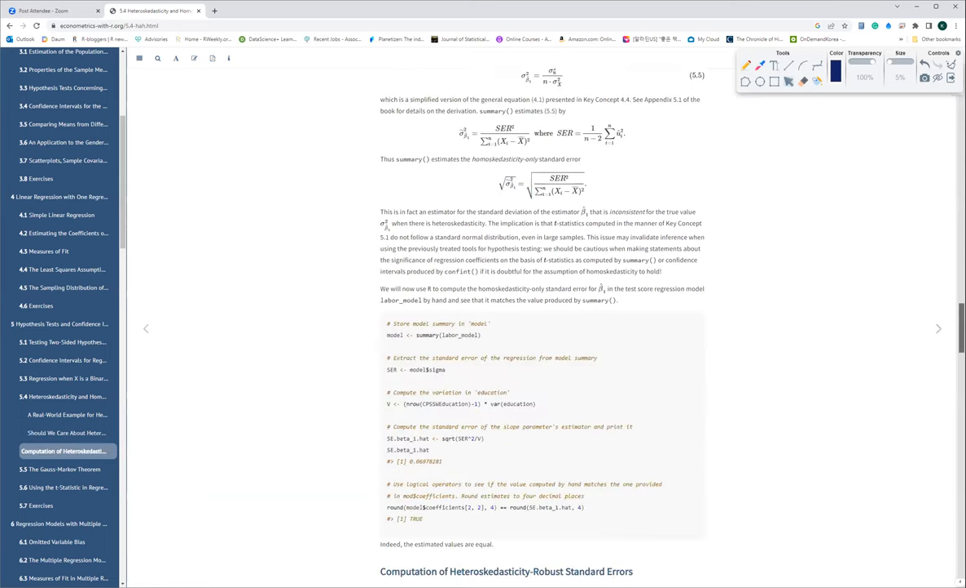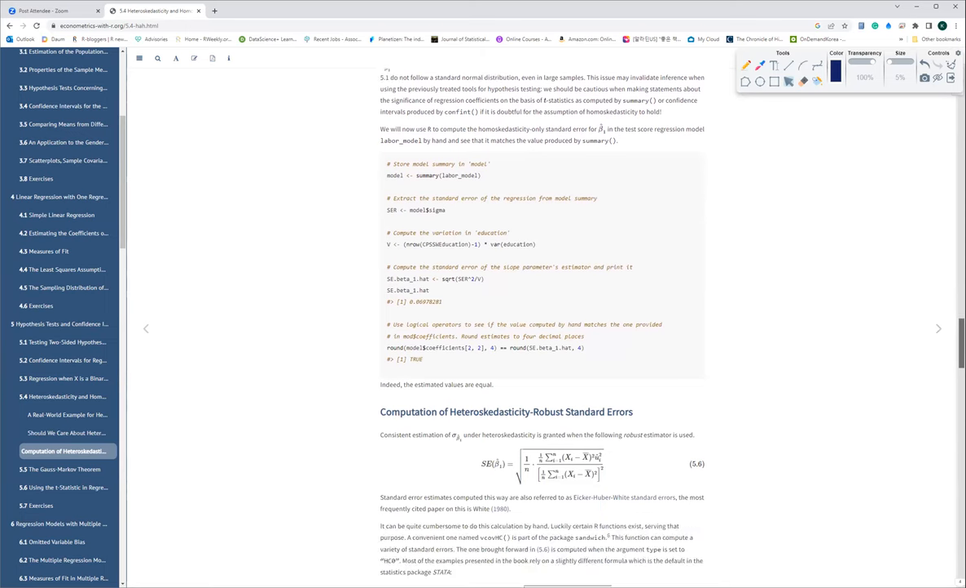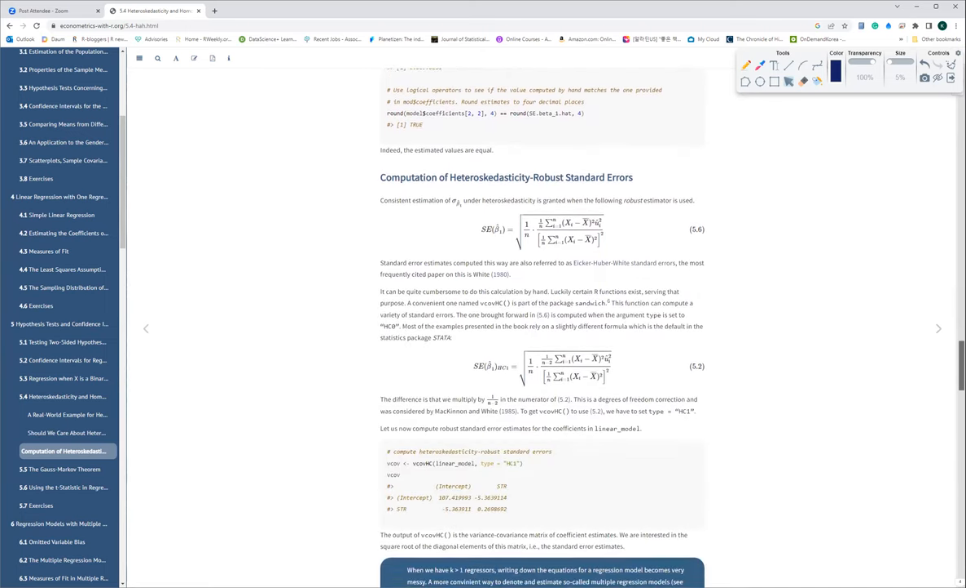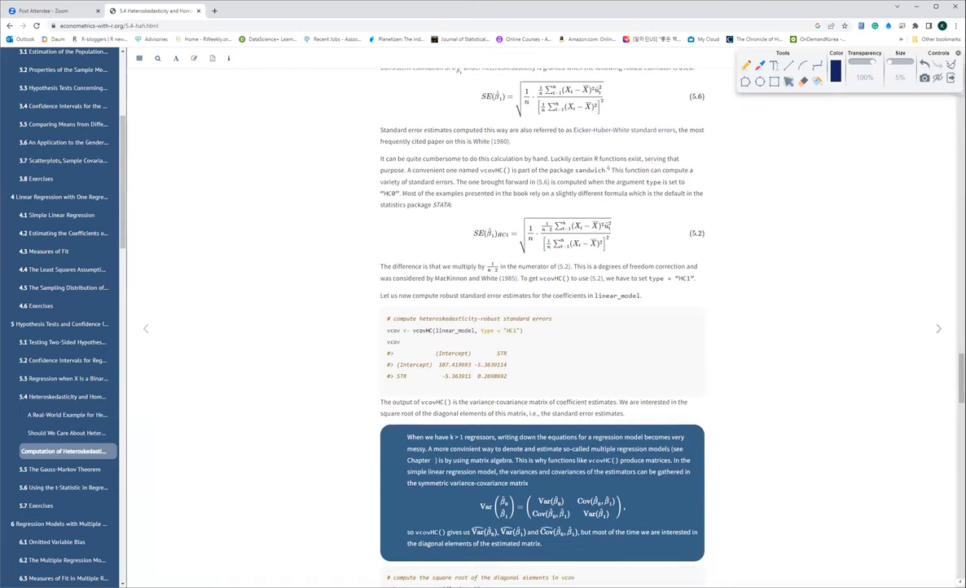And then when we try to do all of these things manually, or the computation of heteroscedasticity to test the robustness of the error, what we can do is use this formula, which is a little bit complicated. And then we can use these functions, vCov HC. This actually gives us a matrix where the diagonal has the variance, and the other entries are the covariance. Okay.